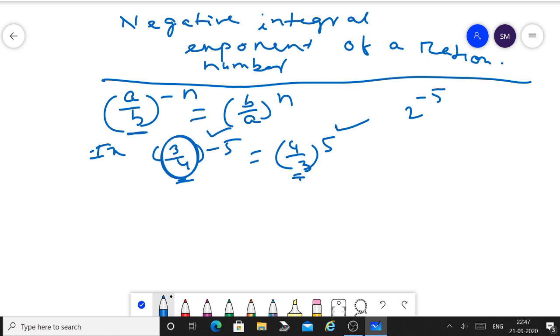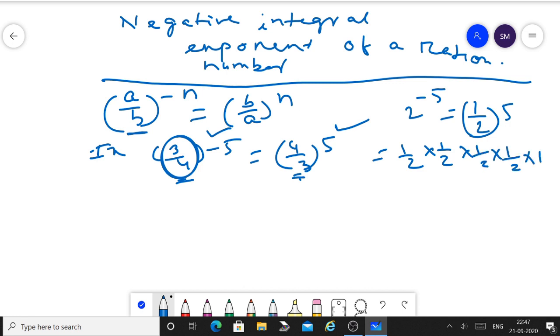What is the base? The base is 2. Then take the reciprocal of the base. 2 to the power minus 5 means 1 upon 2 to the power 5. At first make the exponent part positive, then you can find the result. 1 upon 2 to the power 5, what is this? 1 upon 2 into 1 upon 2 into 1 upon 2 into 1 upon 2 into 1 upon 2, 5 times, or 1 to the power 5 upon 2 to the power 5. This is 1 upon 32.